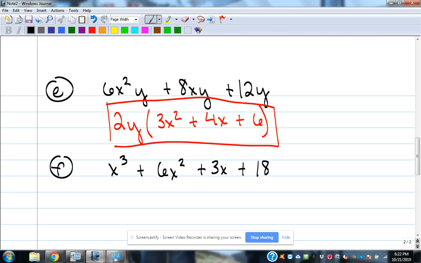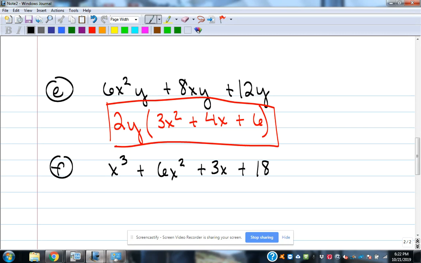All right, I look across the entire problem. Is there a number that all 4 terms have in common? 1. Will that help us any? Not really. Okay, it wouldn't change any of the numbers if we factored it out. So 1 is the only thing they all have in common. They don't all have an x on them, so we don't have a GCF on this one.